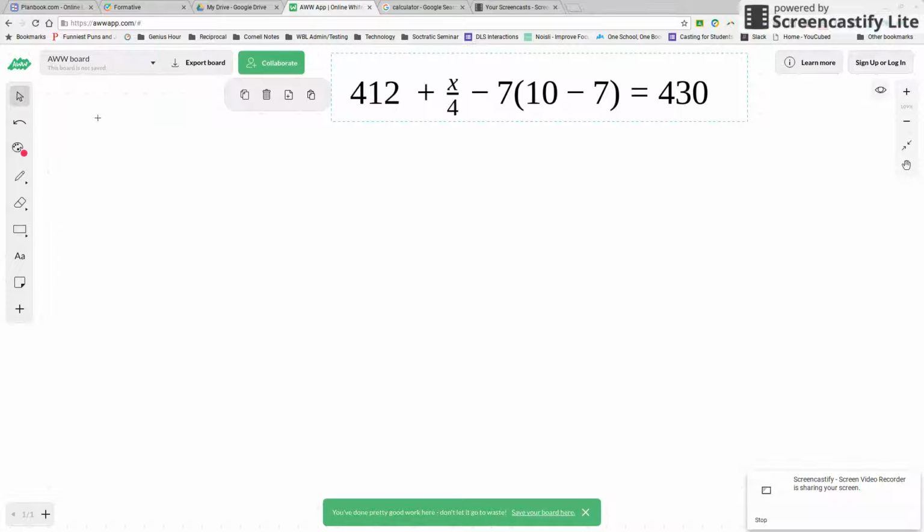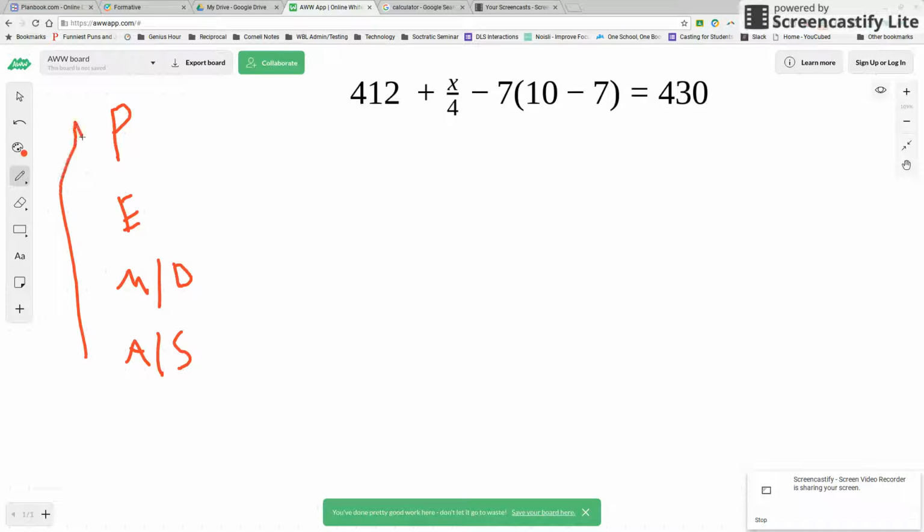Now we know that our order of operations goes parentheses. Let me grab my pen tool here. We've got parentheses, exponents, multiplication and division are kind of on the same level, and then adding and subtraction are on that bottom level. So if we're going to undo it, we need to work back up our order of operations. So first we have to undo the adding and subtracting.